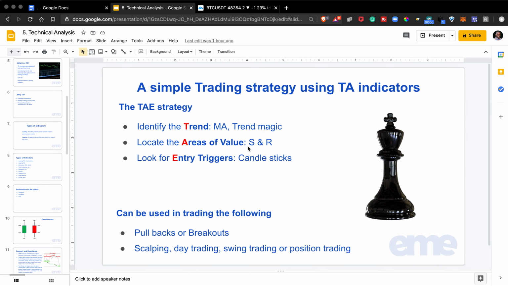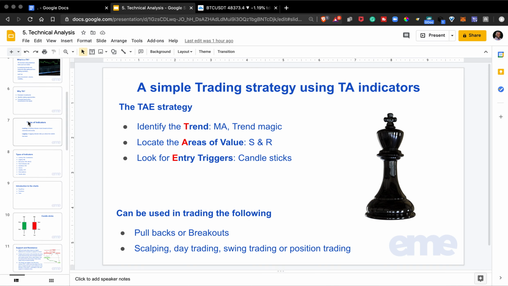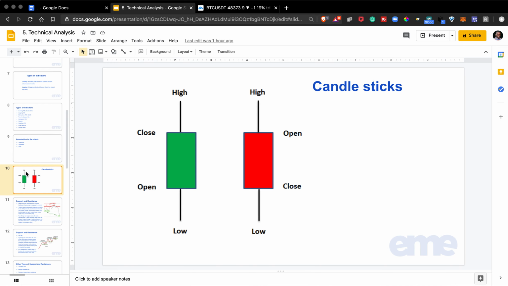The first thing you need to do is identify the trend. The second thing is locate the area of value. And the last thing is you look for an entry trigger. One of the indicators that you can use to look for an entry trigger is your candlestick.